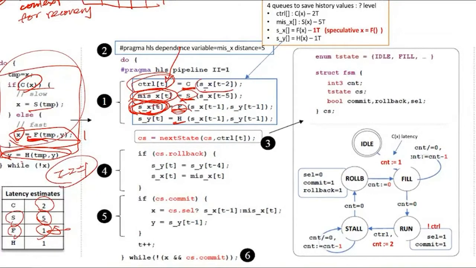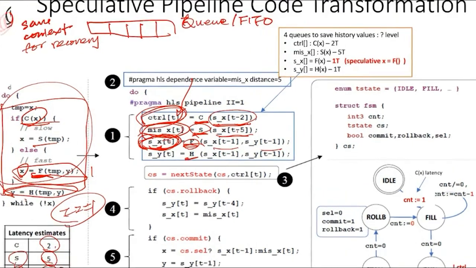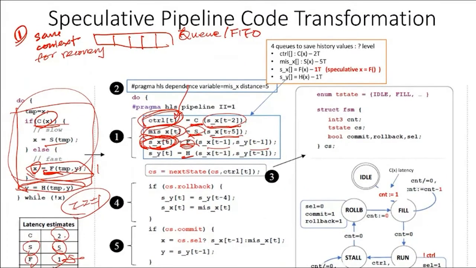Here, for the current control function, you get the data from 2 cycles before, because the C function has a 2-cycle latency. And here, the S function has a 5-cycle latency, so you get the data from 5 cycles before. So you push the function result into the FIFO.